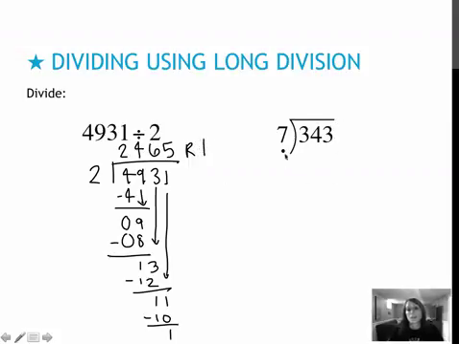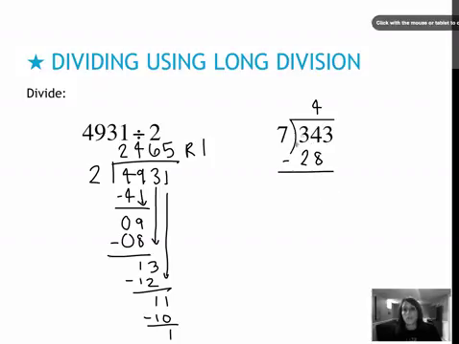And my second question, already set up in the long division bracket for me. 7 does not go into 3, but it goes into 34. So 7, 14, 21, 28. If I went to the next one, that would be 35, which is too much. So it goes in 4 times. 7 times 4 was 28. I always subtract. So here I would have to do some borrowing.